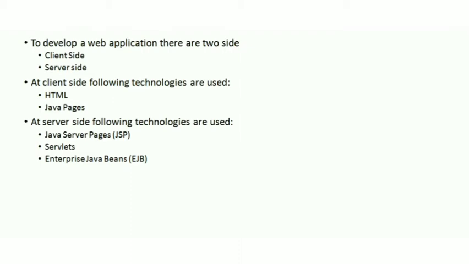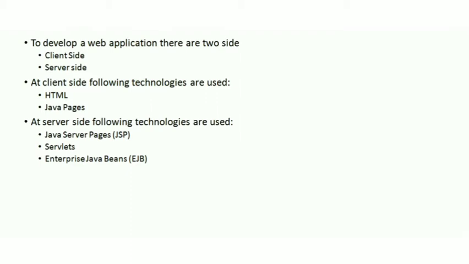At the server side, three technologies are used. First one is JSP, second one is Servlet, and the third one is Enterprise Java Bean. Servlets and JSP are used for the basic Java coding part. These three are the main server side scripting technologies, and the coding is done at the server side.